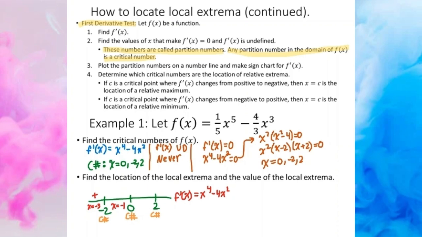If we plug x equals -1 into our derivative, we get a negative value. Between 0 and 2, we can pick x equals 1, plug that into our derivative, and we get a negative value. And finally, for values bigger than 2, we can pick x equals 3, plug it into our derivative, and we get a positive value.